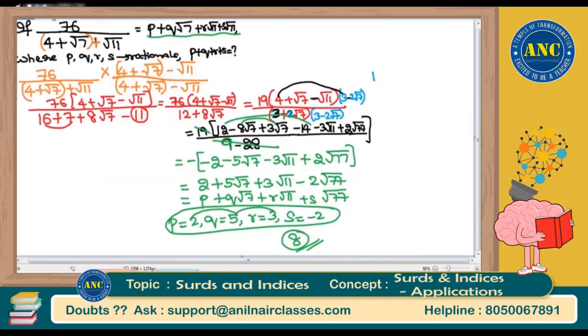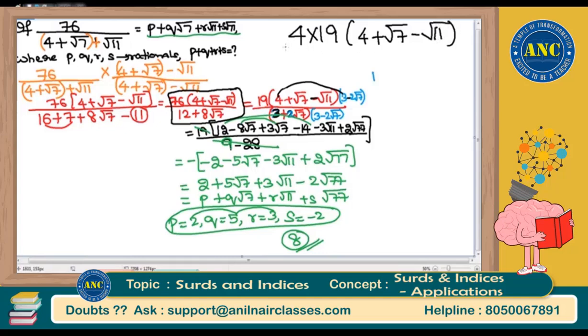Anil Pandey, let us check it out, sir. You are saying that 19 into 4 plus root 7 minus root 11, there is a mistake. Let us check it out. Now see here, Anil. Here in the denominator, this entire term I will write again for you. 76 in the numerator, I can write as 4 times 19. That 4 plus root 7 minus root 11 will keep coming everywhere from step number 1 itself.